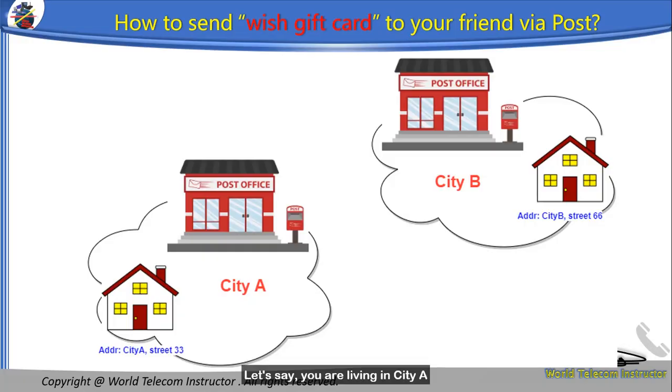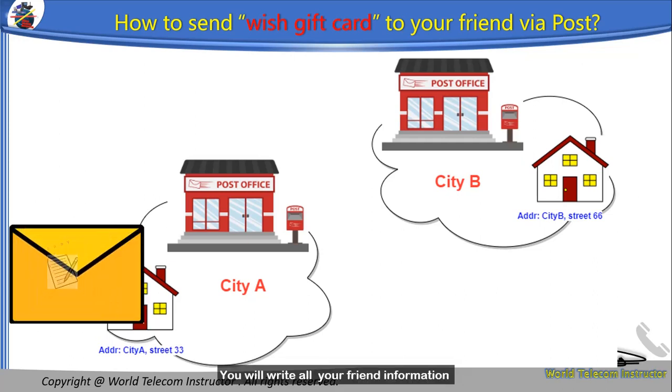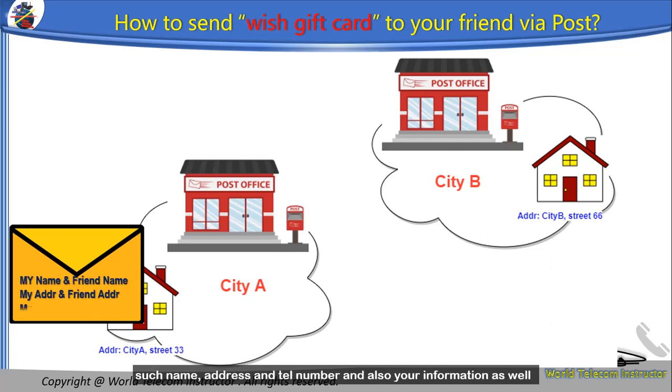Let's say you are living in city A and you want to send a card to wish happy birthday to your friend living in city B. First, you are going to write down your wish, then you will put the card into an envelope, and then you will write down all your related information, such as your friend's name, your friend's phone number, and address, and you will also write down your information as well.